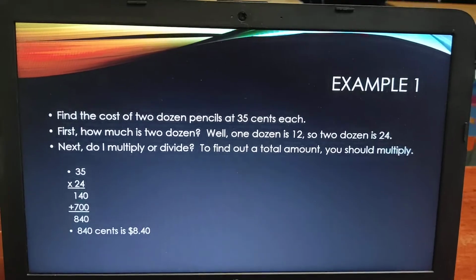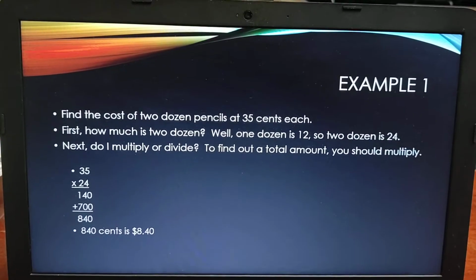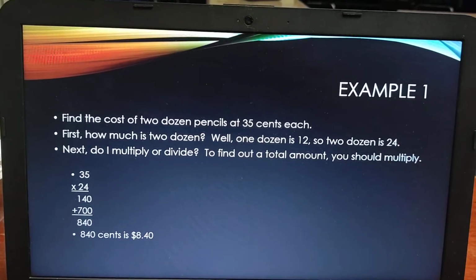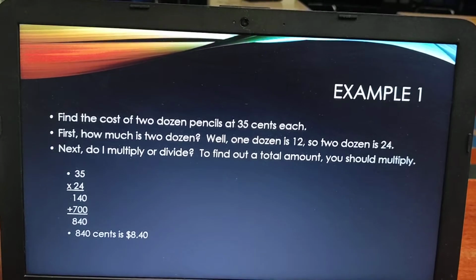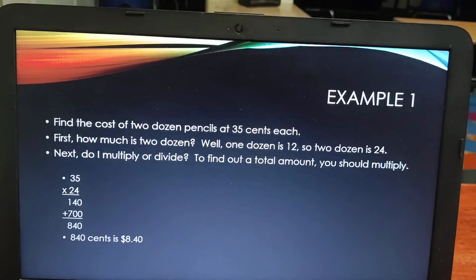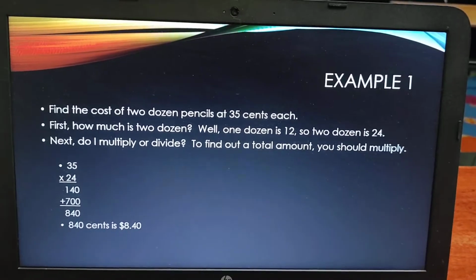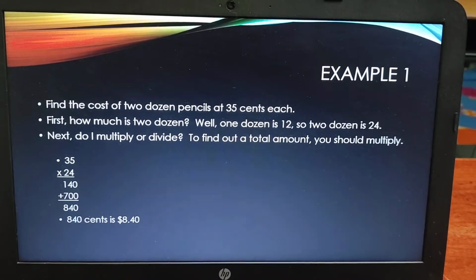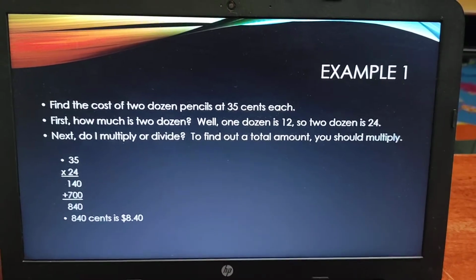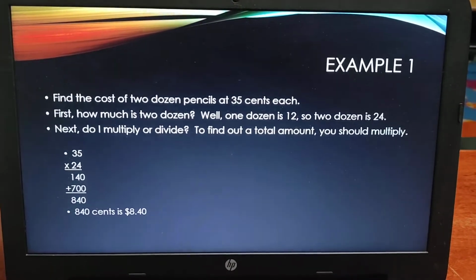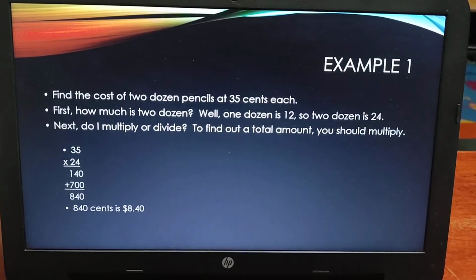So now into the lesson. Here's the first example. It says to find the cost of 2 dozen pencils at 35 cents each. First, how much is 2 dozen? Well, 1 dozen is 12, so 2 dozen must be 24. Next, do I multiply or divide? Well, normally to find a total amount, you need to multiply. So here we have 35 cents times 24 pencils.